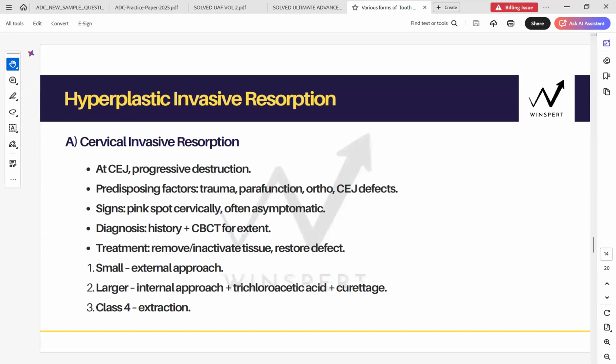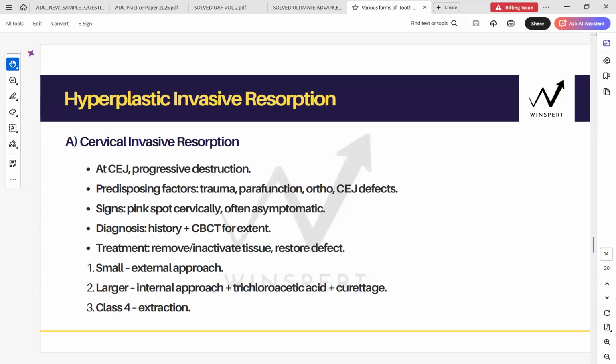The examination has already asked you about these defects, you know that? Exam questions, Ultimate Advanced File, MegaMaster includes these questions. The exam is already asking you questions on these. Based on the radiographic size of your defect, you are going to answer the management plan. Are you ready to learn how the treatment changes based on the size? There is an external approach, an internal approach, and then the extraction approach. So we are going to talk about it.